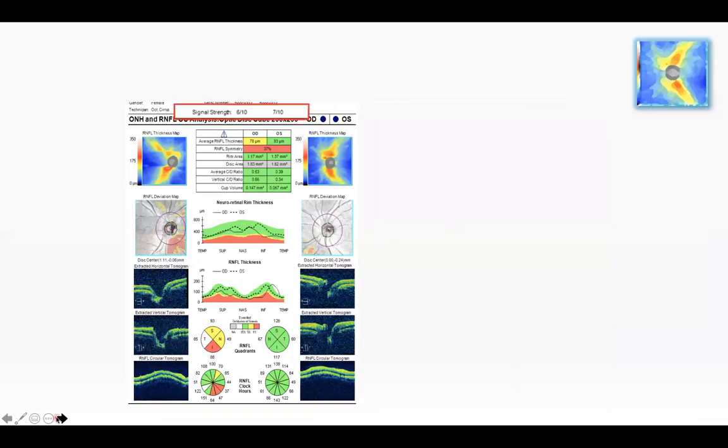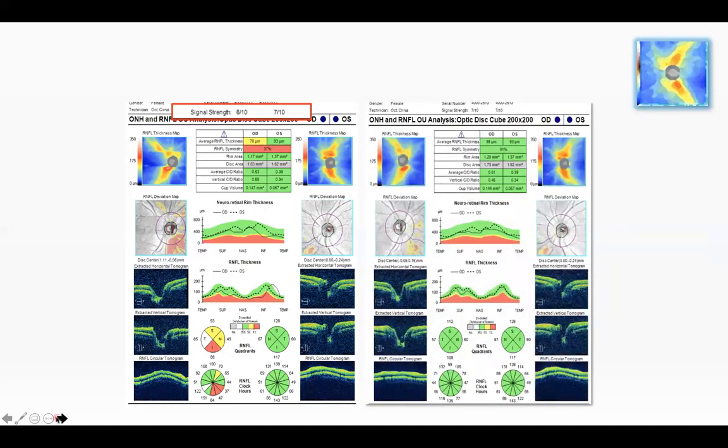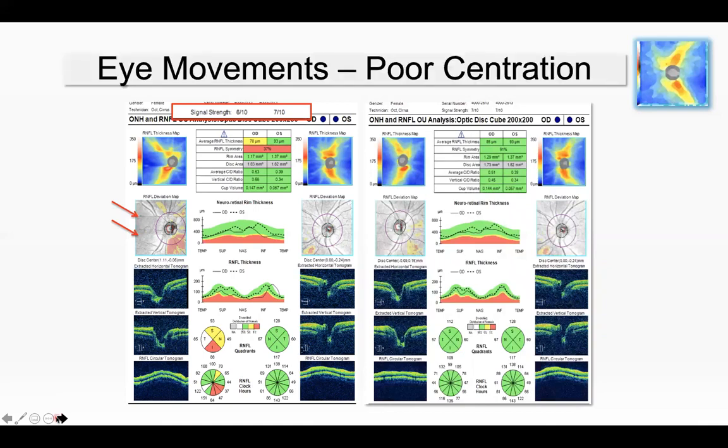This OCT has a good signal strength, at least acceptable, 6 to 7. But the right eye shows a lot of reds and yellows. Why? Rescan again, and the OCT is completely normal. When you look at the RNFL thickness map and deviation maps, you see here the motion artifacts and poor centration of the disc. You see the vessels are not continuous, so I moved during the scan. So having good signal strength does not always guarantee good scan quality. You have to look for the other clues. So eye movements and poor centration are one of the reasons for the red disease.